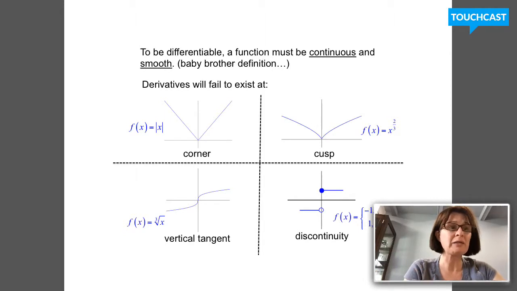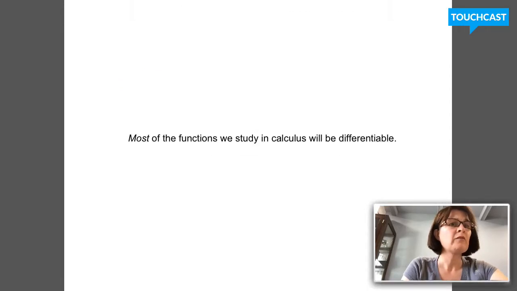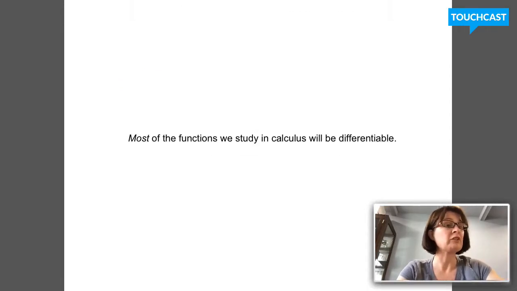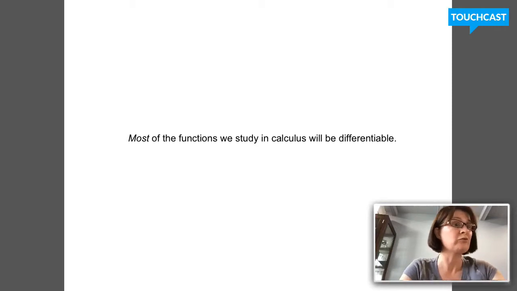So now we have our informal definition of when a function is differentiable. It has to be continuous and it has to be smooth. So a function is differentiable any place that it is continuous and smooth is our informal definition. Most of the functions we study will be differentiable, or we'll have to make them differentiable before we study them.